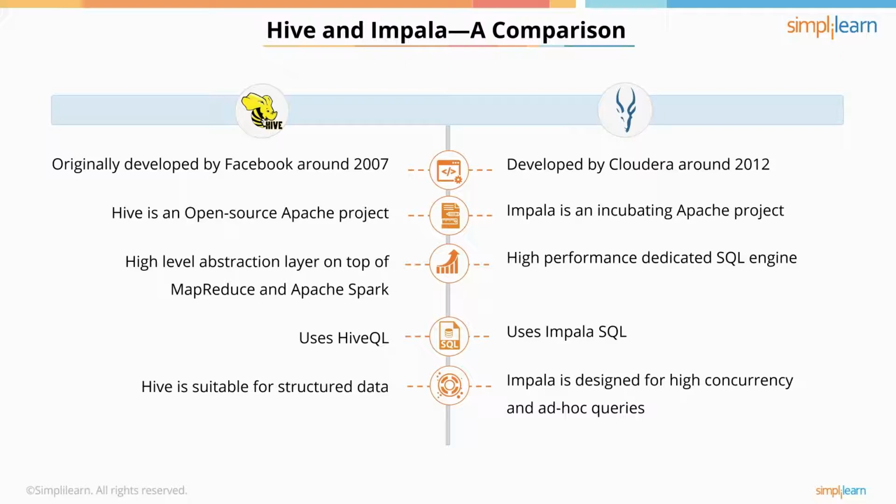Impala, on the other hand, provides much higher performance because there is no intermediate step involved. When you issue a SQL statement in Impala, it goes directly to the data, whereas with Hive, when you execute a SQL command, it has to be translated to a MapReduce job, which then gets submitted. Now, Hive is more suitable for structured data, while Impala is designed for higher concurrency, and it is also suitable for ad hoc queries, while you typically use Hive for batch processes like ETL jobs.